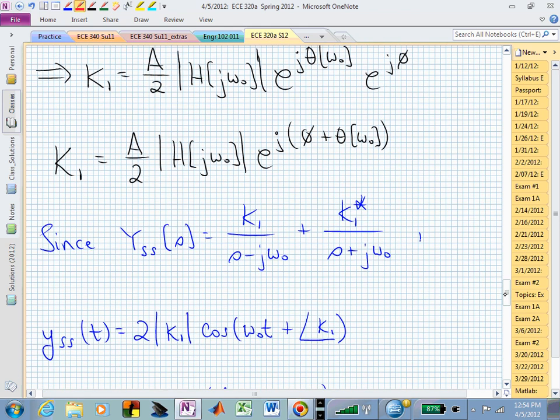Remember what it is? It's just this. We take 2 times the magnitude of K1, and then we change the argument of the cosine that's happening at omega naught by the angle of K1.